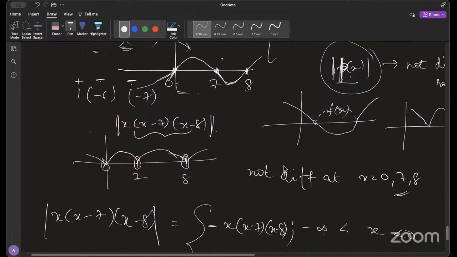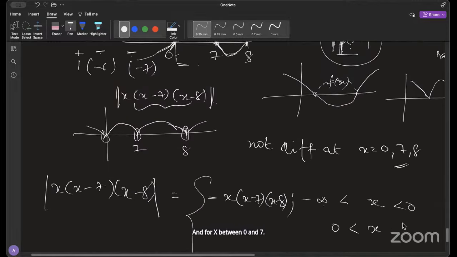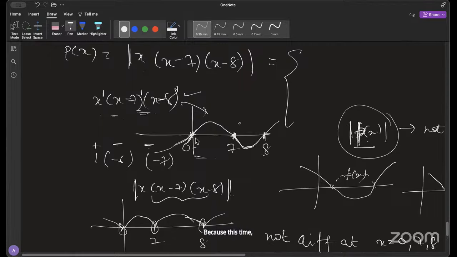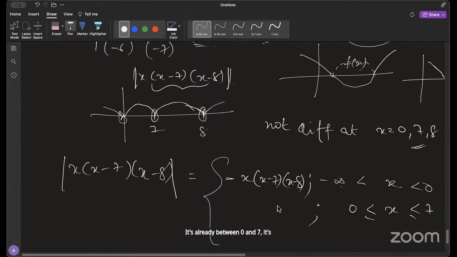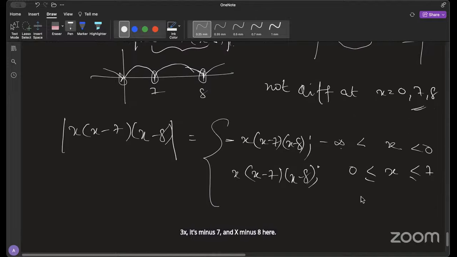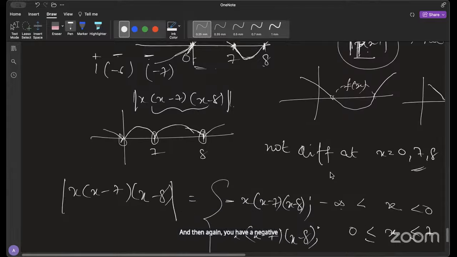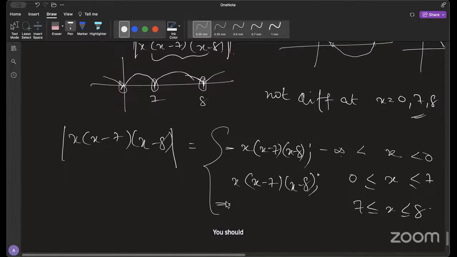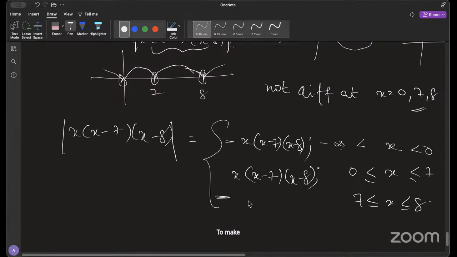And for x between 0 and 7, it's going to remain the same. Why? Because this time it's already between 0 and 7, it's already positive. So you don't need to change the sign here. So it's x, x minus 7, and x minus 8 here. And then again, you have a negative part between 7 and 8. So when you have x between 7 and 8, you should again be putting a negative sign to make the function positive, because between 7 and 8, your function is negative. To make it positive, you put a negative sign.